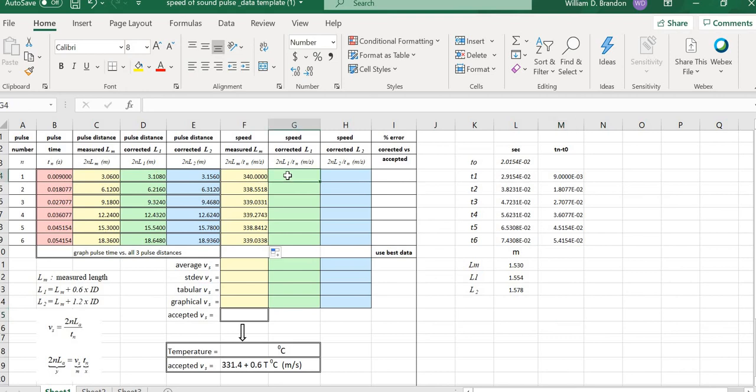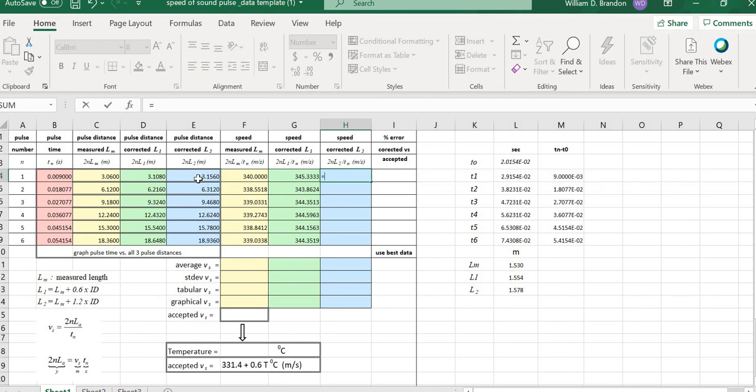Okay, what do we do here? Now we're going to divide the one-end correction by the time. So equals that length divided by the time again. Boom, look at that. Now that's almost exactly right. There you go. Now this one, in this case it did act like a one-end open.